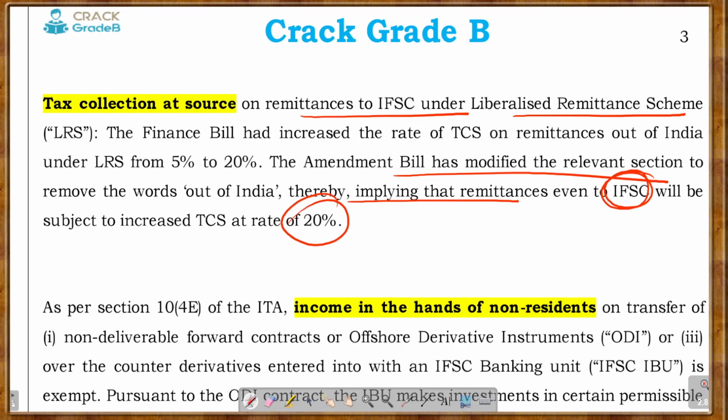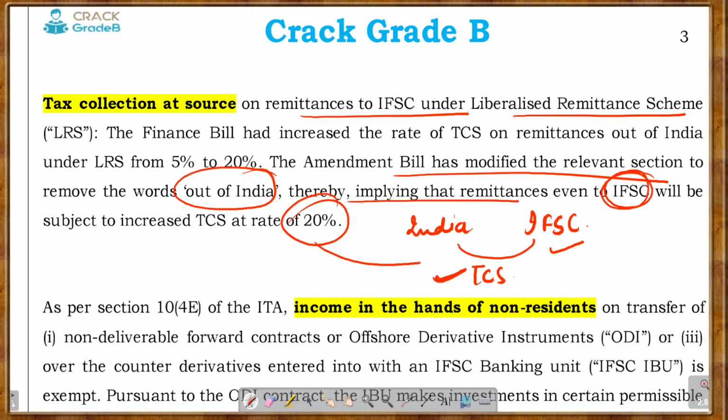If someone is buying and selling, etc., between India and IFSC, then there will be TCS applicable. So earlier it was just out of India, but in the amendment bill it was clarified that in this out of India we will consider IFSC as also out of India, right? So if there is any transaction of sale and purchase happening, any kind of remittance happening on which TCS is applicable, then such TCS will be charged at the rate of 20%.